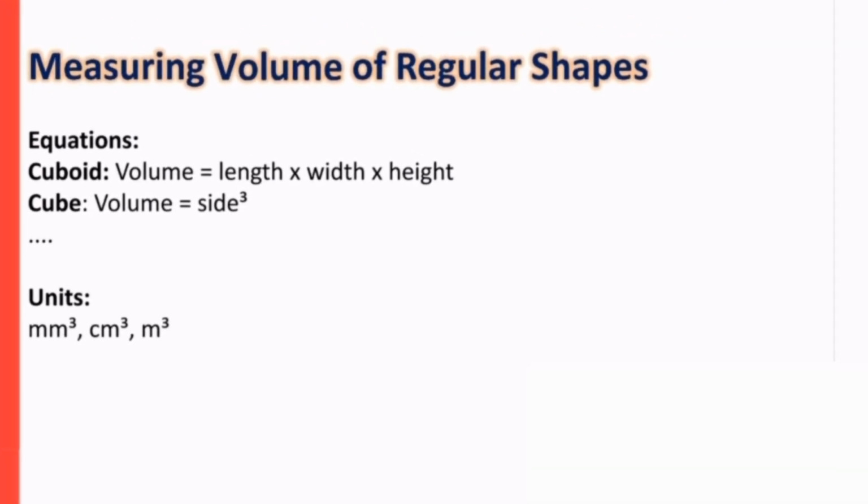Now that we have covered how to measure length, let's move on to measuring the volume of regular shapes. When dealing with regular shapes, we use simple mathematical formulas to calculate the volume. For a cuboid, we use this formula in which the volume equals the length multiplied by the width by the height. For a cube, it's even simpler. The volume equals the side cubed. The volume can be measured in different units, like cubic millimeters, cubic centimeters, and cubic meters, depending on the size of the object.